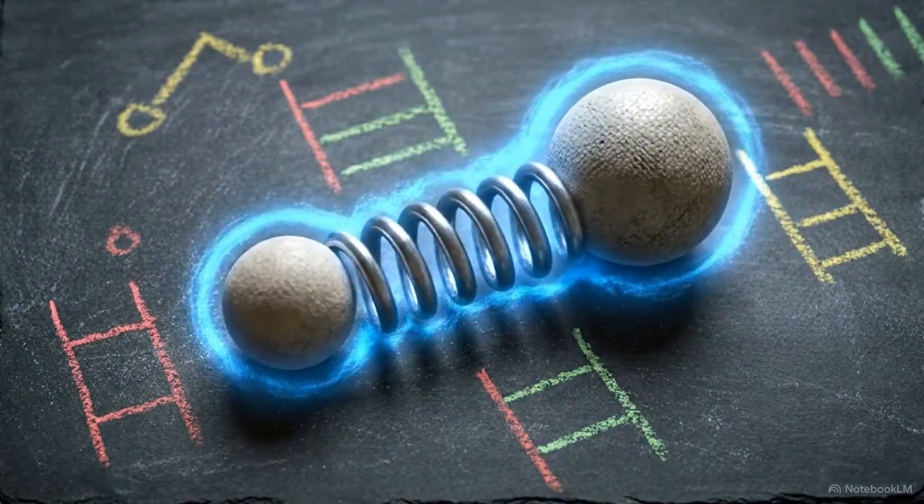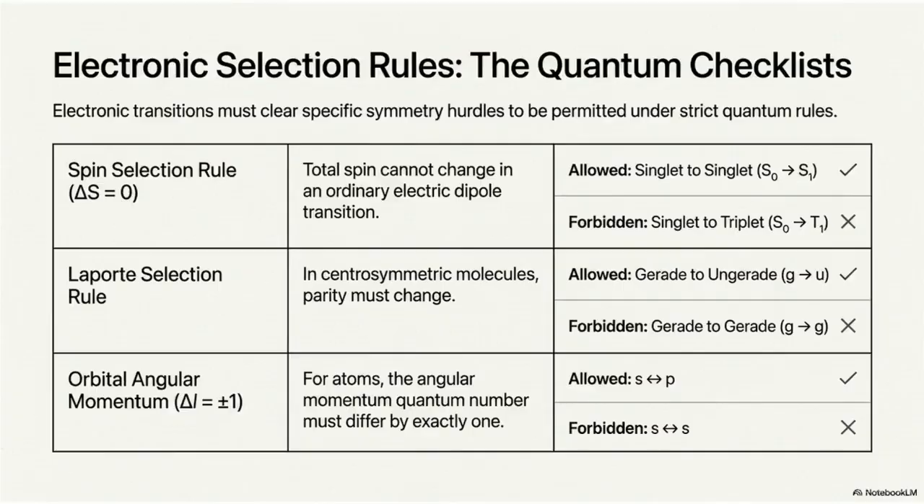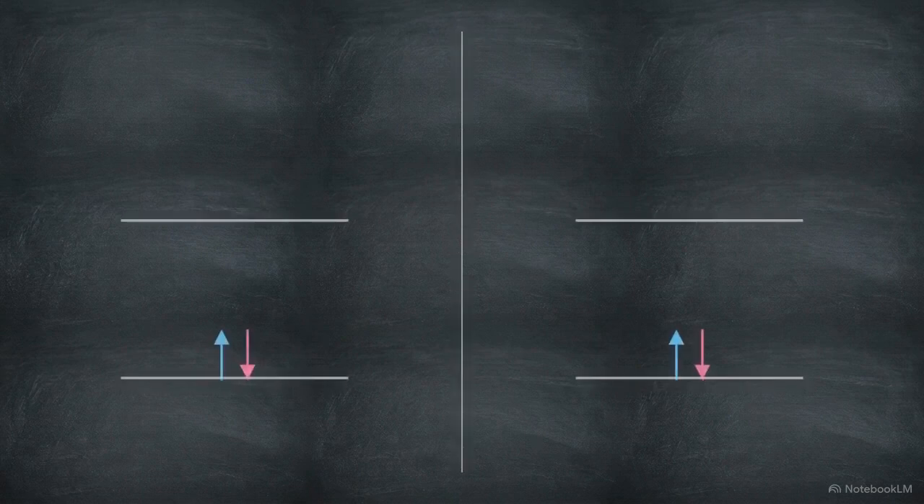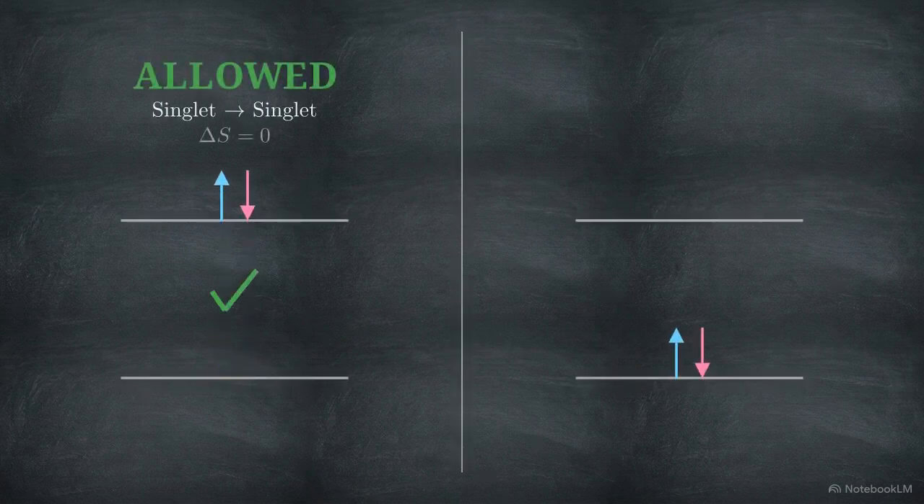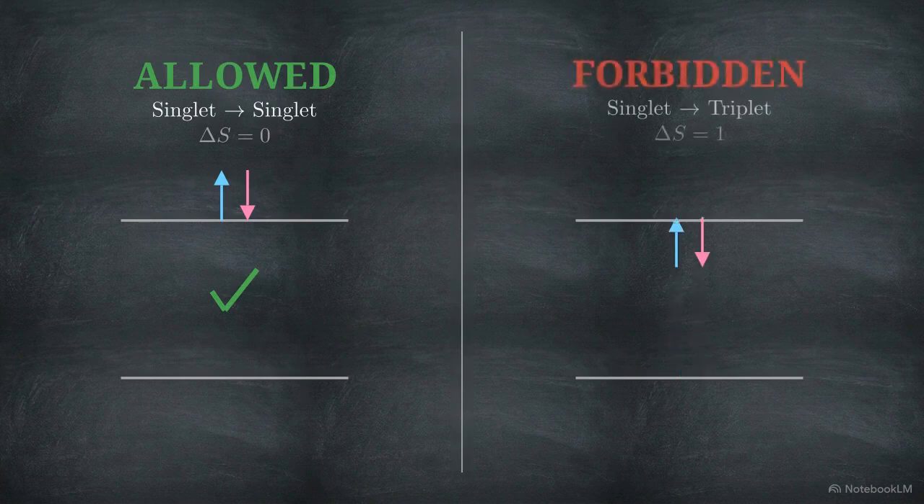This table shows that even with perfect Franck-Condon overlap, an electronic transition must clear specific quantum symmetry hurdles to be permitted. Look at the top row, defining the spin selection rule. Total spin cannot change in an ordinary electric dipole transition. Shifting from a singlet ground state to a singlet excited state is allowed, but jumping from a singlet to a triplet state is strictly forbidden.